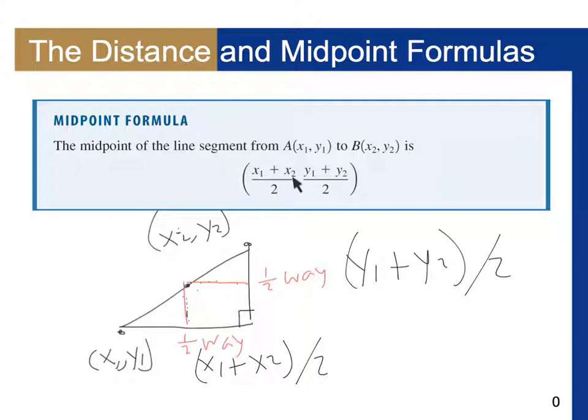It doesn't matter which one's first and which one's second, as long as, if this is the first one, they're both 1s, and this is the second one, they're both 2s. Don't mix up 1s and 2s. Like, this could be x1, y1, but this should be x2, y2. Okay, so there's our midpoint formula. We're getting two coordinates, an x and a y.